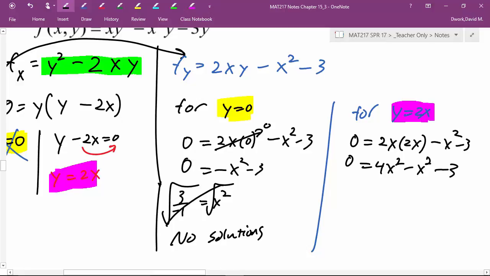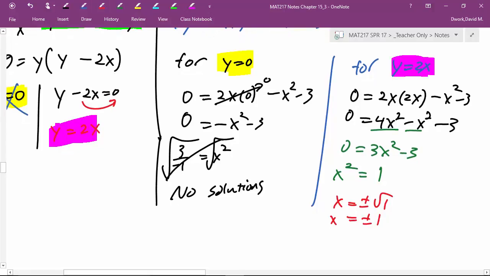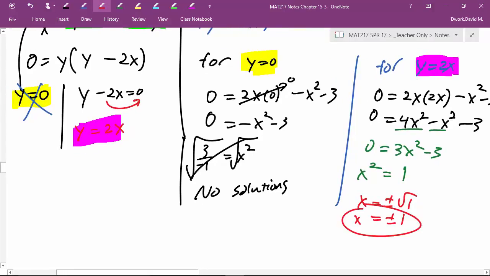So then when I combine 4x squared and negative x squared, that's going to result in 3x squared minus 3. So I add 3, divide by 3, so that gives me x squared equals 1. That's awesome, because now the square root, x equals plus or minus the square root of 1, which is just equal to plus or minus 1. That's amazing, because now I know what to pair it up with. Do I pair up this x equals plus or minus 1 with this y equaling 0? No.